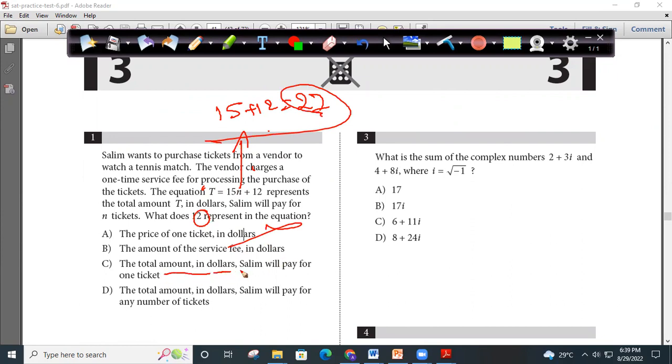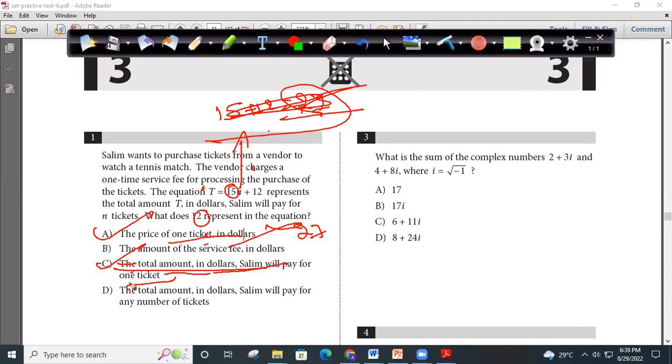The total amount in dollars Salim will pay for one ticket. Sorry, this is the price of one ticket in dollars. It's not asking the total amount. If they ask what is the meaning of 15, then option A would have been the answer. If they ask what is the meaning of 27, C would have been the answer, because 15 plus 12 is 27.